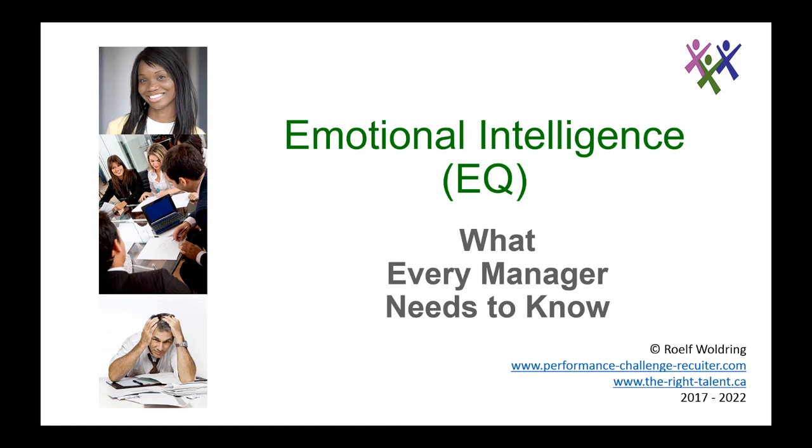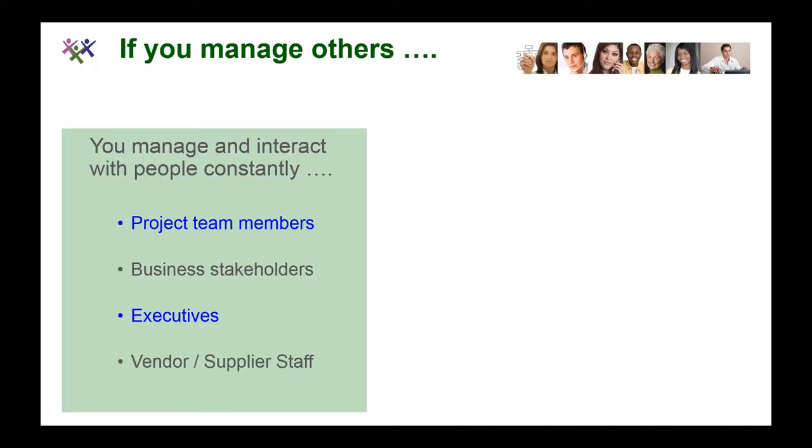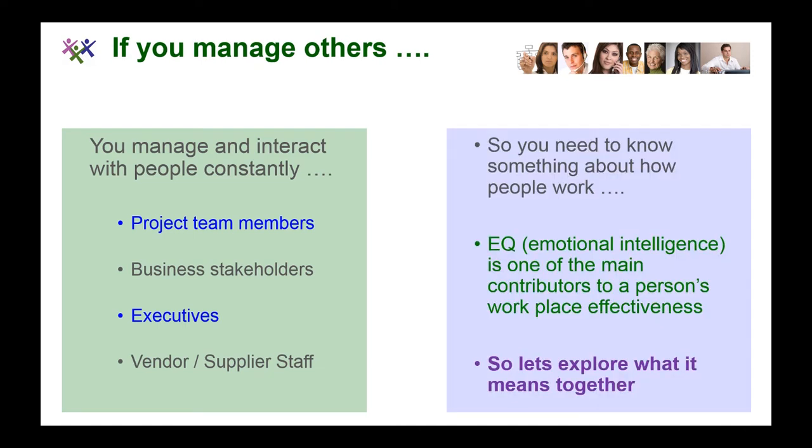It gives you a practical understanding of it and then moves on to talk about ways in which you can use that understanding to increase output, your productivity, and that of the people you have working for you. So if you manage others, you're constantly interacting with project team members, work team members, business stakeholders, executives, and vendor and supplier staff. And you need to understand that an individual's emotional intelligence, whether it's your own or that of those people, is a major contributor to a person's workplace effectiveness. So we're going to explore the concept together and then move on to some practical ways in which you can use it and increase it.